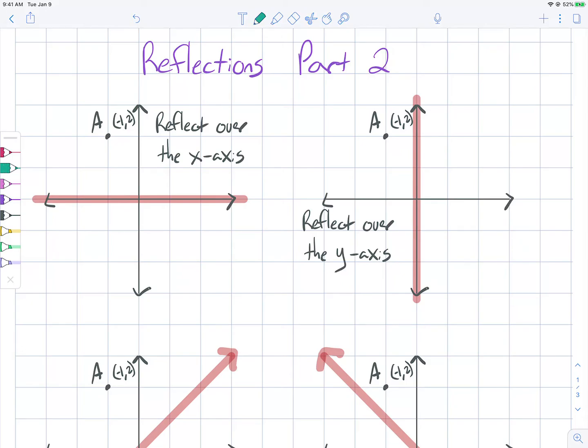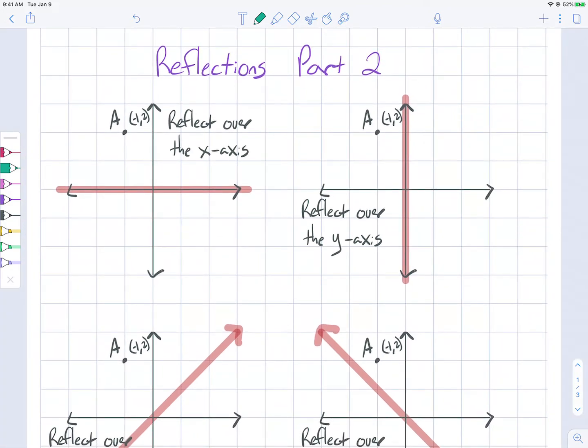Reflections part 2. So I want to do some reflections of just a single point and then look at what is happening to the coordinates. So on all of these, I have point A is at -1, comma 2. If I first reflect it over the x-axis, it is 2 away, so its reflection must be 2 away. So it is going to be right here at -1, comma -2.